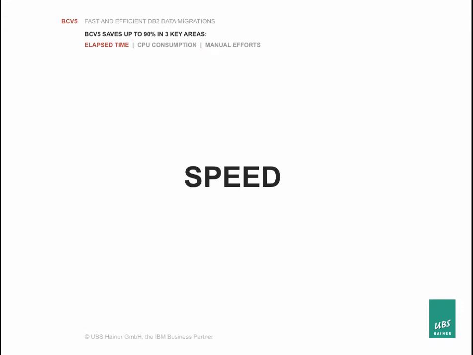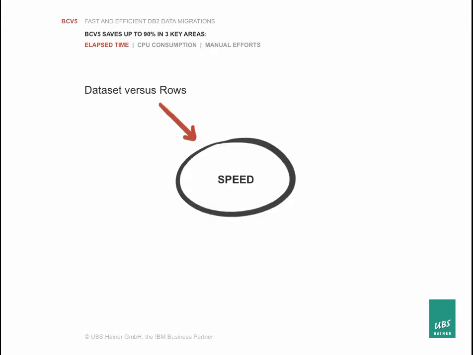Where does this speed and efficiency come from? BCV5 does not handle single rows of tables. Instead, it copies table spaces as a whole. In other words, it works highly parallel, in multi-thread mode, as programmers say. It doesn't copy a single row from source to target. It handles 10 or 20 or even more table spaces concurrently.